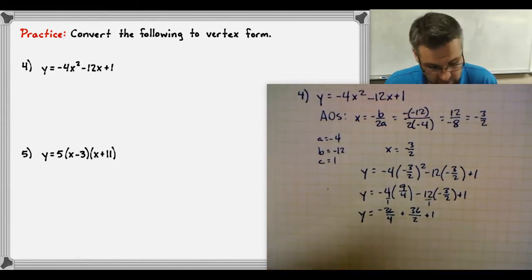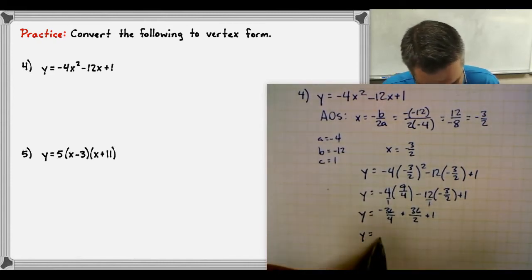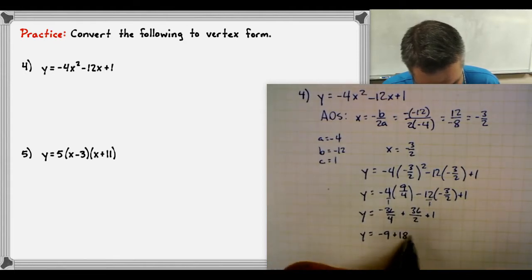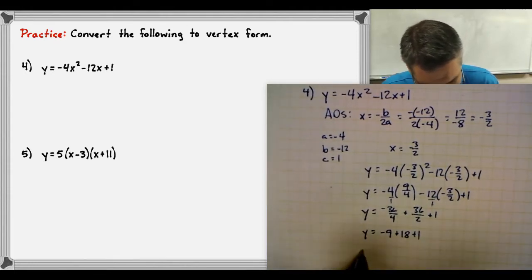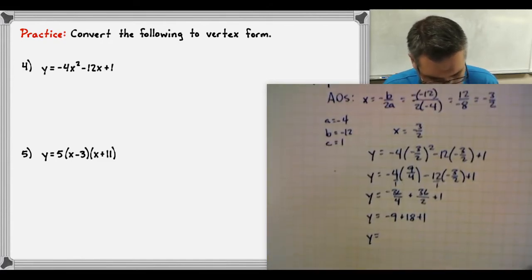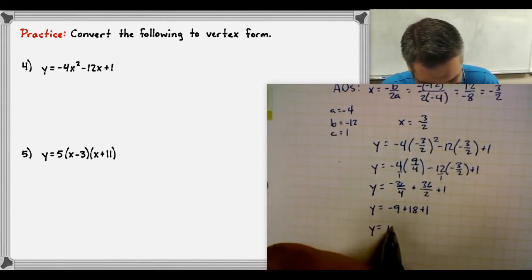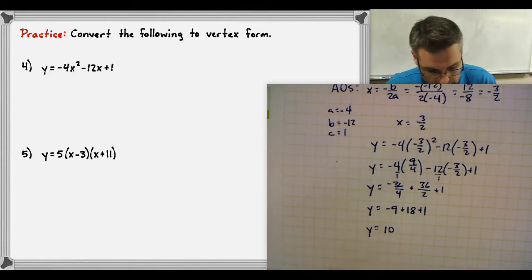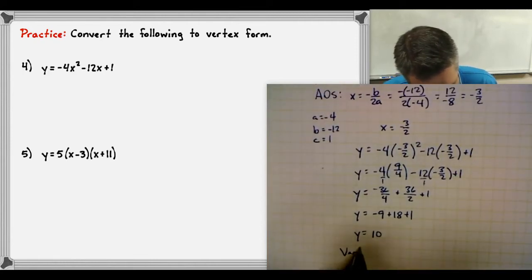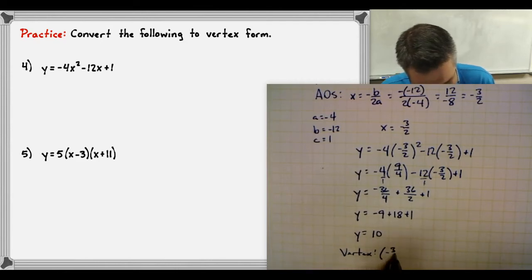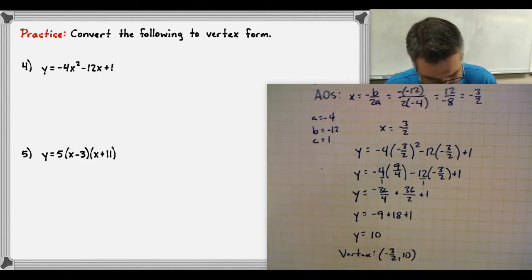And then I can actually simplify those nicely. Negative 36 over 4 is negative 9. And then 36 over 2 is 18. And then add the 1. And so that simplifies. Negative 9 plus 18 is 9. Plus 1 is 10. So now we know that our vertex is going to be negative 3 halves, comma 10.